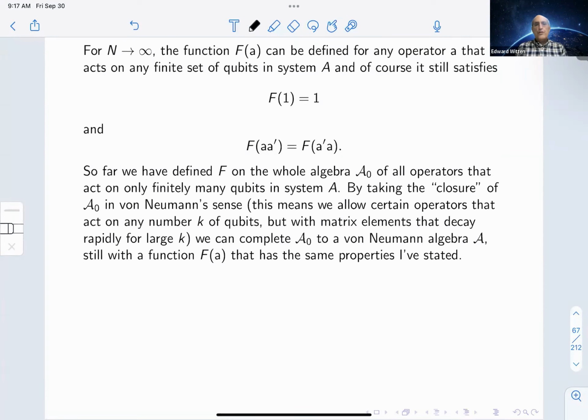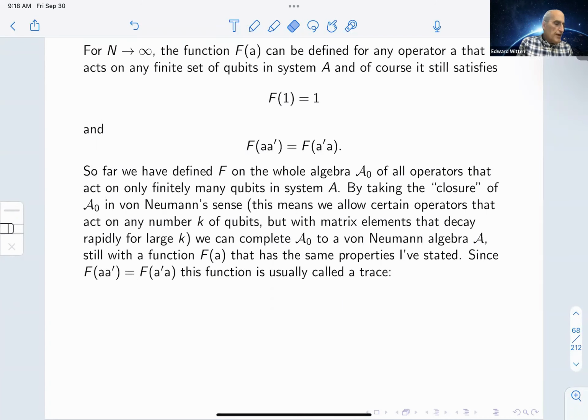But we can take the closure of A naught in the von Neumann sense. That means we allow operators that act on any number k of qubits, but the matrix elements decay rapidly for large k. So we allow operators that can be approximated very well by operators that act on a finite set of qubits, but they don't strictly have 0 matrix elements to act on a larger number. So by taking this closure of A naught, we can complete A naught to a von Neumann algebra A, still with a function f of A that has the same properties I've stated. The reason we want to take this closure is that von Neumann algebras have a simple classification, but before we take the closure, the algebra depends on the details of the system. So to make simple statements, we take the closure, and then we have a very general and crude classification of von Neumann algebras.